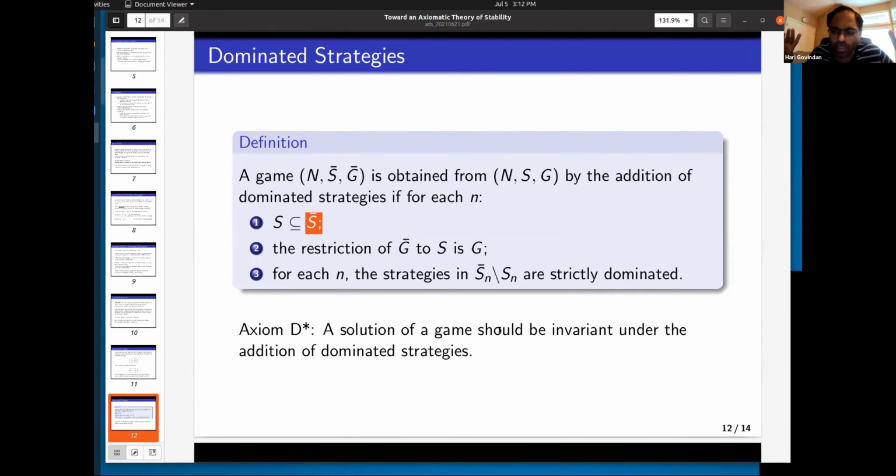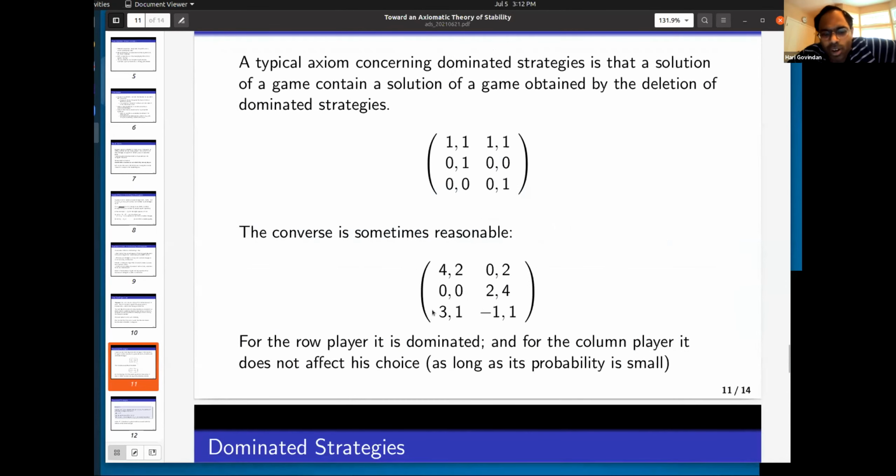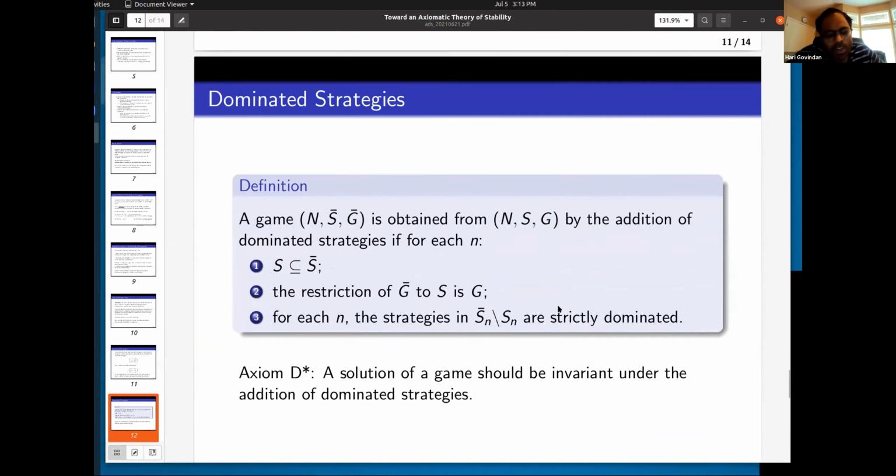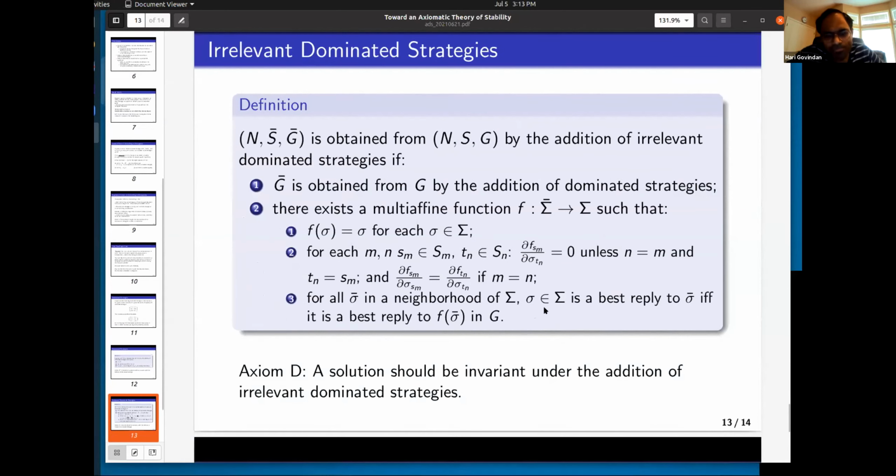This is a very strong axiom. It says nothing about the payoffs of the other players. If I have a dominated strategy and I add it, nothing should change. I'm not saying this is a reasonable axiom. I just want to know what happens if I look at this axiom. Somewhat more reasonable is to impose some conditions on the payoffs of other players. When I add a dominated strategy like the bottom row, I could insist on some regularity in the payoff structures of the other players. And that comes in this next definition.